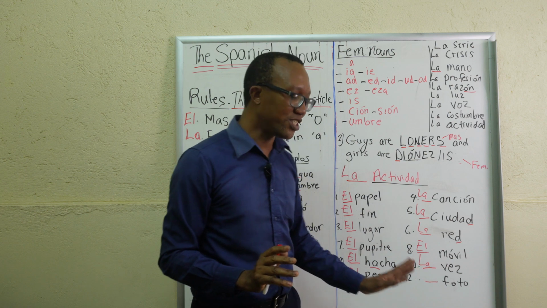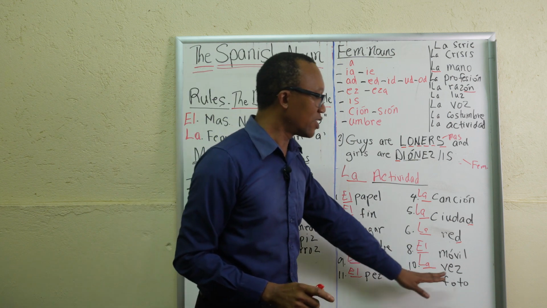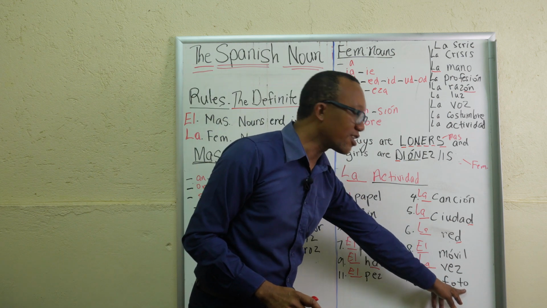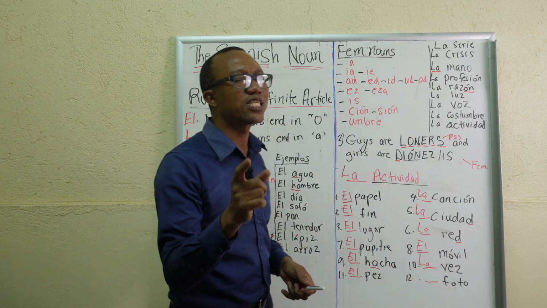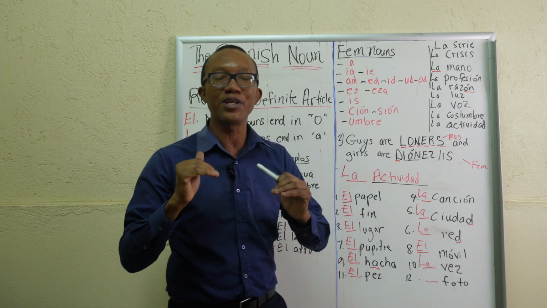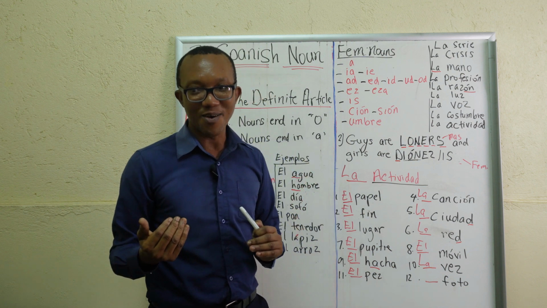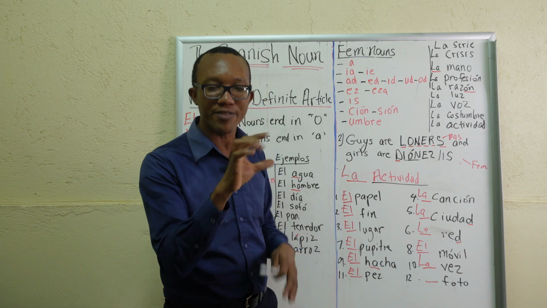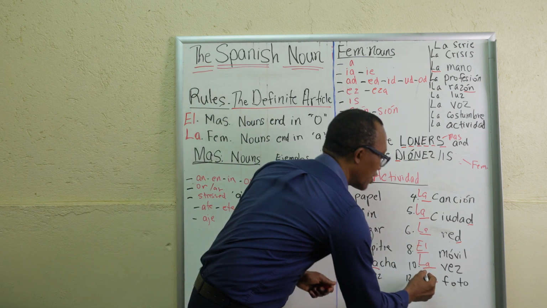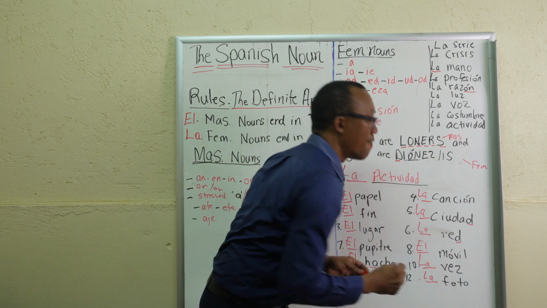Foto. Now, this is one that's very interesting. Foto. It does have an O, but we are not going to use el. One of the reasons too is that the full word is fotografía, which is la fotografía, but it's a clipping of that long word. So we're going to say la foto.